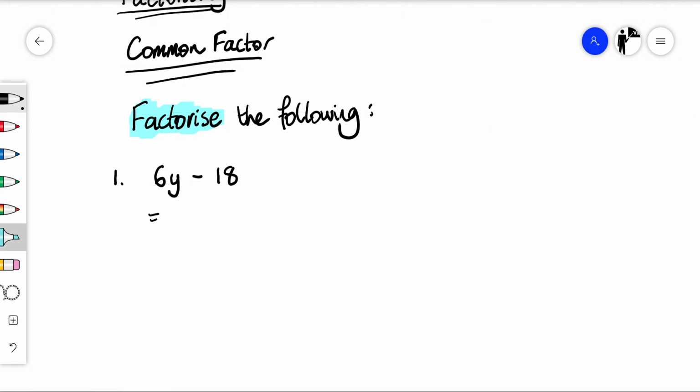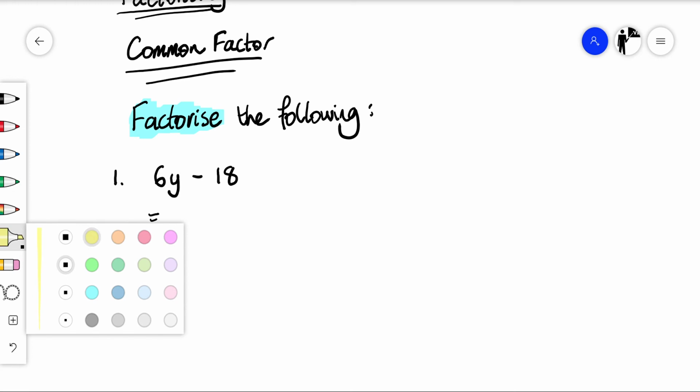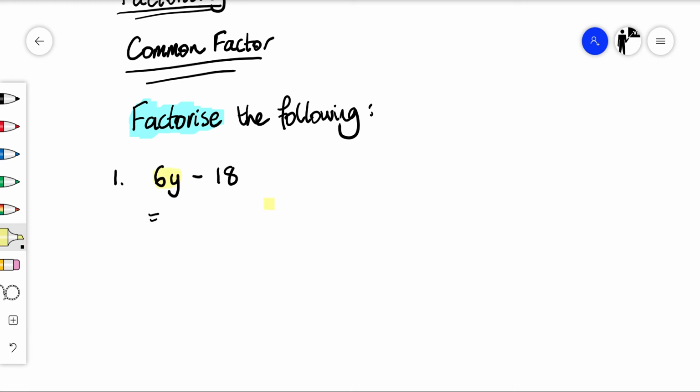is we need to have a look at our two terms. I'll just change this to yellow. Okay, we've got a 6y and an 18. And we need to ask ourselves, what is the highest common factor of 6y and 18? What is the biggest number that goes into 6 and 18? In this instance it's 6. So therefore 6 goes outside of the bracket.